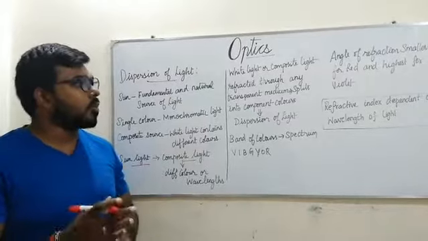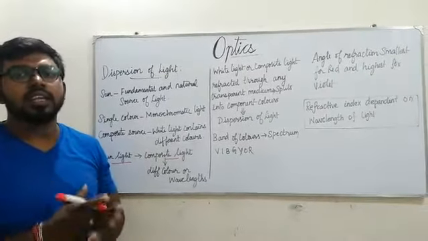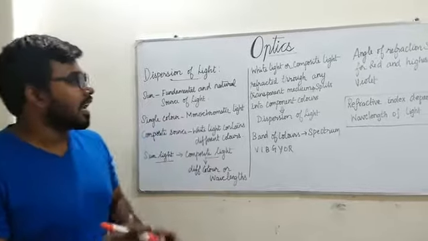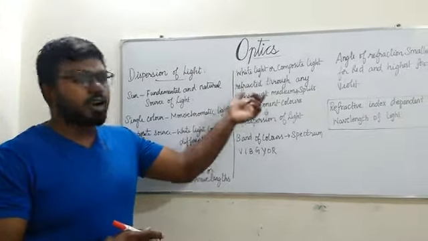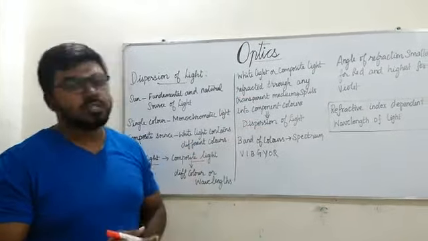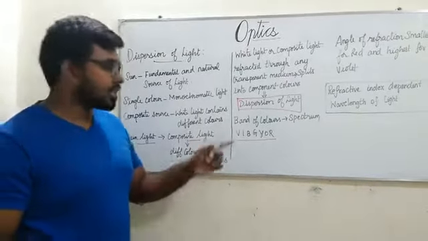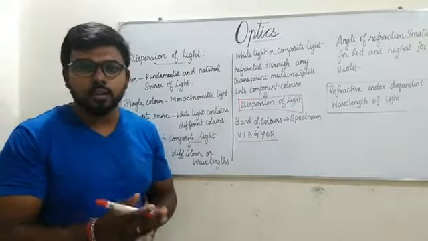When white light or composite light is refracted through any transparent medium, for example water or glass, it splits into different component colors. The splitting up of white light into several colors is known as dispersion of light. The band of colors associated with the dispersion we term the spectrum. Our spectrum consists of mainly 7 colors that we call VIBGYOR, also known as rainbow colors.